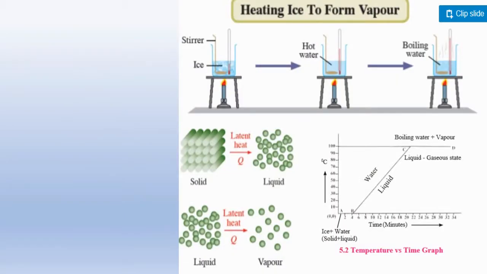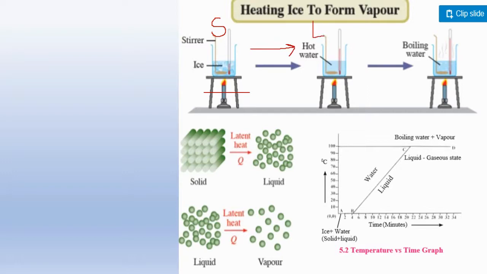So we are heating ice to form vapor. This is the first step. That means we have kept this ice to melt. Here this is the solid phase. I'll mark it by S. Now when this ice is heated, it turns into water, right? So this is the liquid phase, and I'll mark it by L.